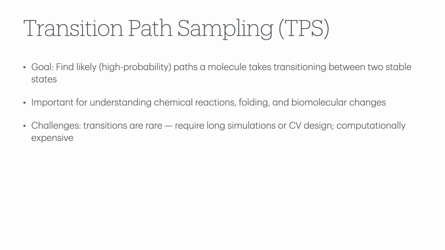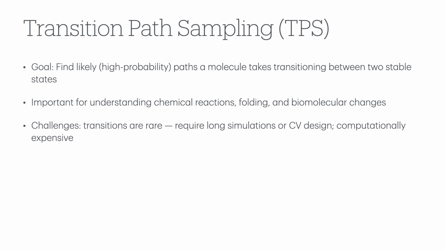But what is the challenge? These transitions are rare. You have to overcome an activation energy barrier. And, as from all these sampling videos, when you have a high activation energy, it's very difficult to sample. Right? It takes a long time, requires long simulations, or very smart collective variable design. This is the same kind of idea as reaction coordinates. And it's very computationally expensive, right? So we want to be able to solve these problems.